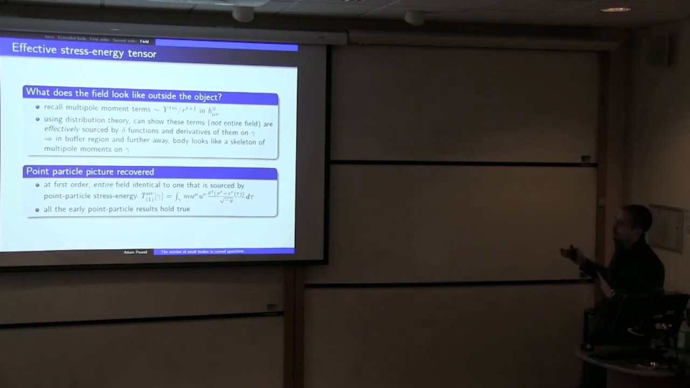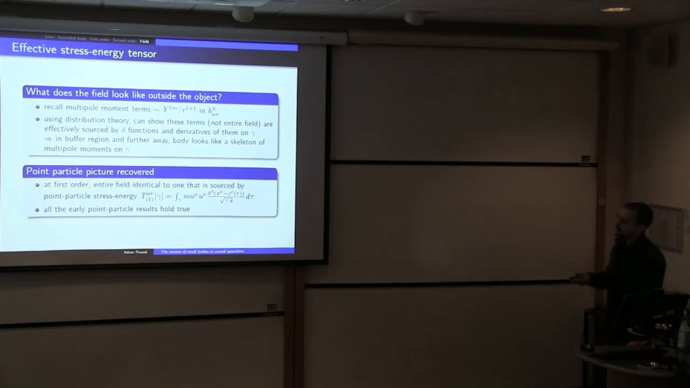So if you're sitting in the buffer region or further away, in some sense the body looks like a skeleton. It's just a point-like object equipped with multipole moments. Again, you can't actually use that as a source for the full nonlinear equations, but you can identify it as the source for certain pieces of the field. At linear order, you can identify that as the source of the entire field.